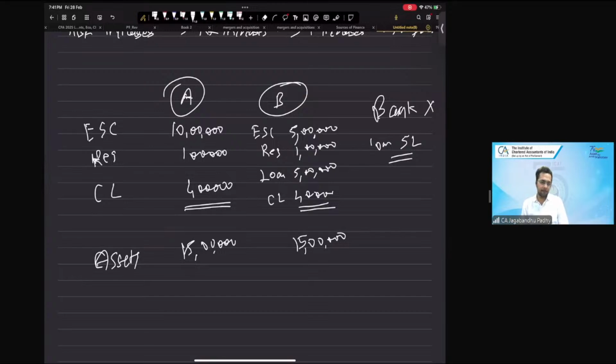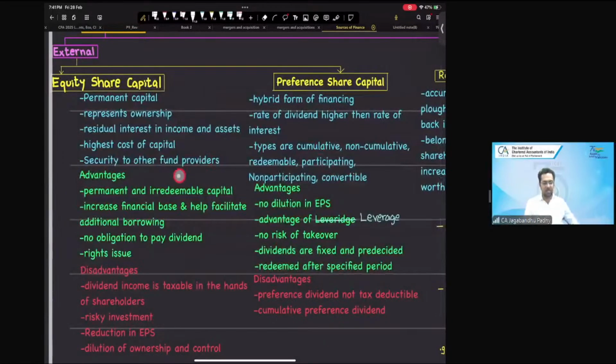Why not company B? Why can't B get an additional loan of 5 lakh? Because B has already raised some amount of money, right? Whereas A is debt free. So can I say a higher amount of equity share capital gives more confidence to the other providers of the fund? That's the point we are talking of, that it's a security to other fund providers. When we say security, it means a sort of comfort, satisfaction or confidence to the fund providers.